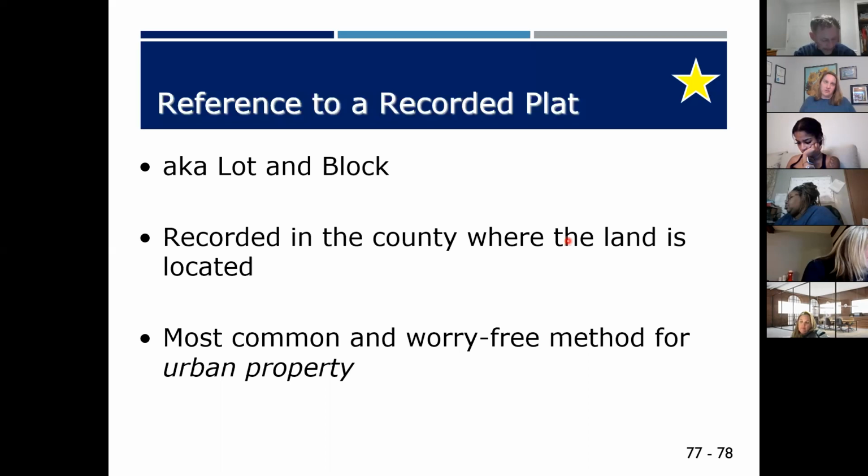Again, if there's any question, if your buyer is buying lot 1 and they have questions about what their lines actually are, where they are, they should be encouraged to have a survey done. Questions on the recorded plat map?